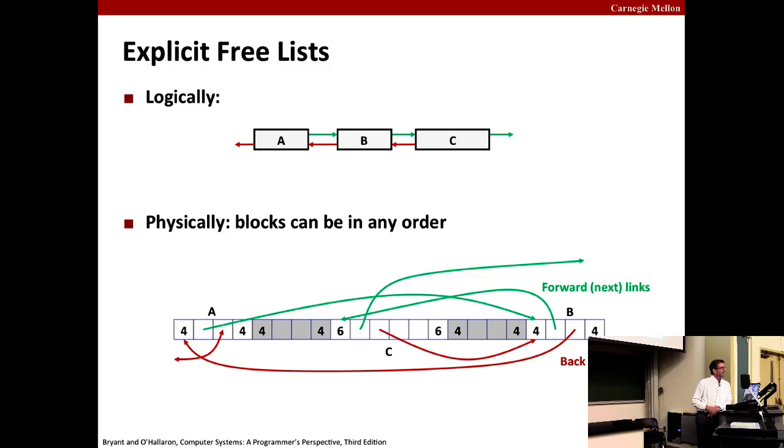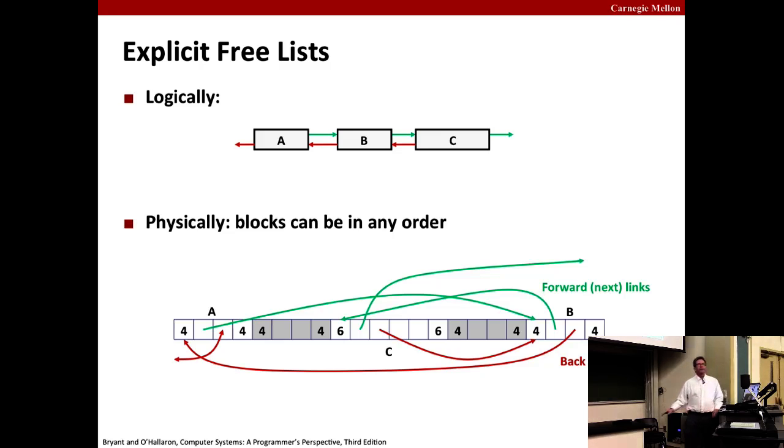Yes? If you have the list pointers to next and previous free block, do you still need the footer, the boundary tag? Yeah, so the question is, do you still need a boundary tag if you have these next and previous pointers? And the answer is yes, absolutely. And you'll see in a second why.